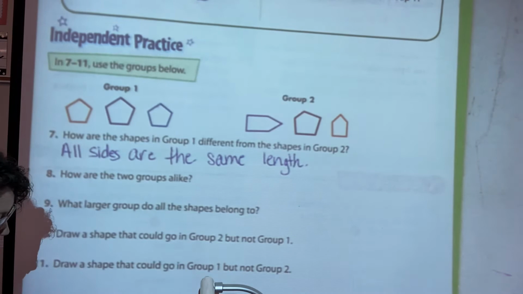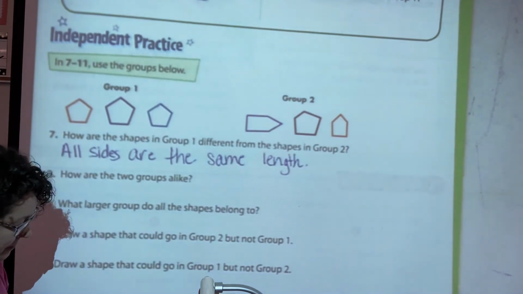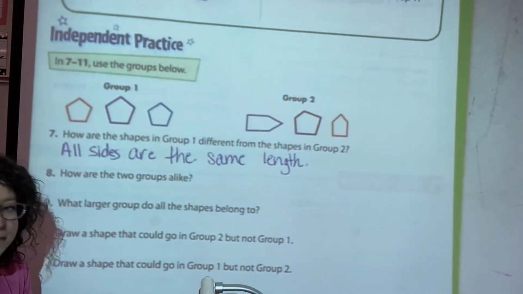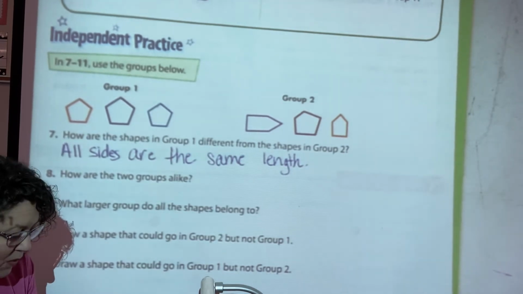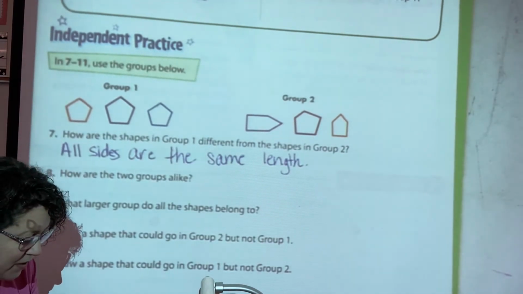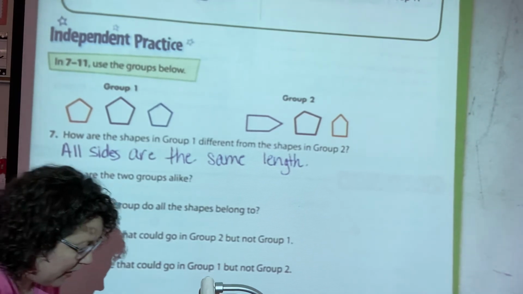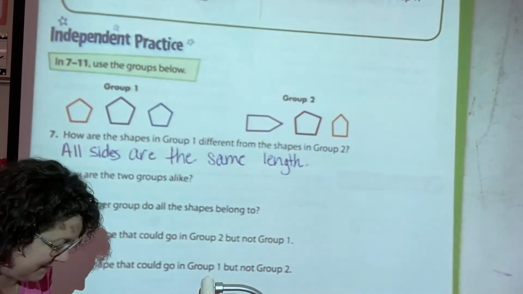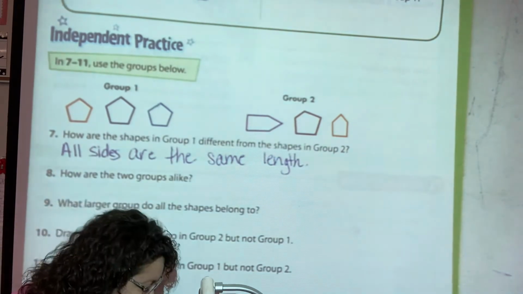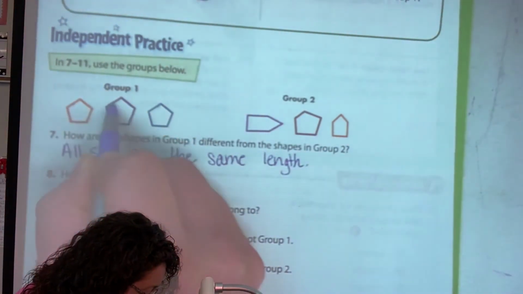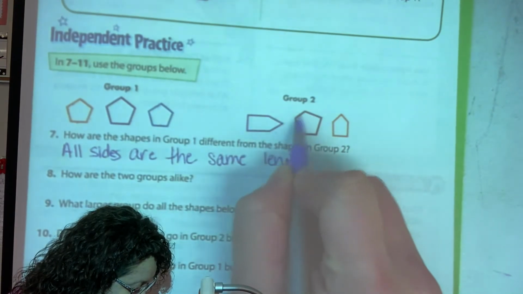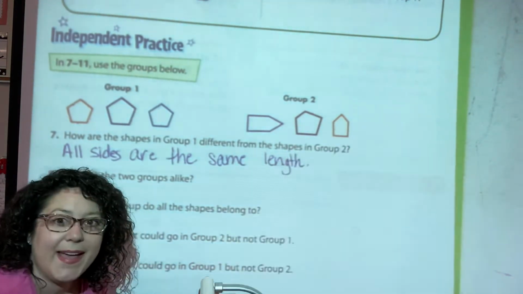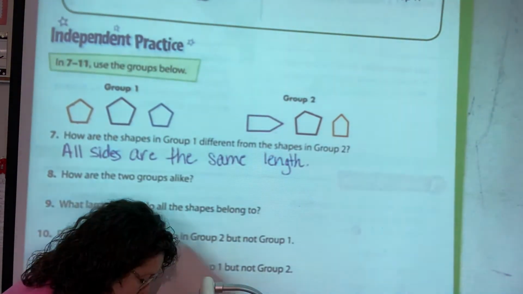How are the groups alike? What's the same about them? What's the same about group 1 and group 2? Besides that, a lot of the colors are the same. Let's count the sides. 1, 2, 3, 4, 5. They are all 5 sides, right?